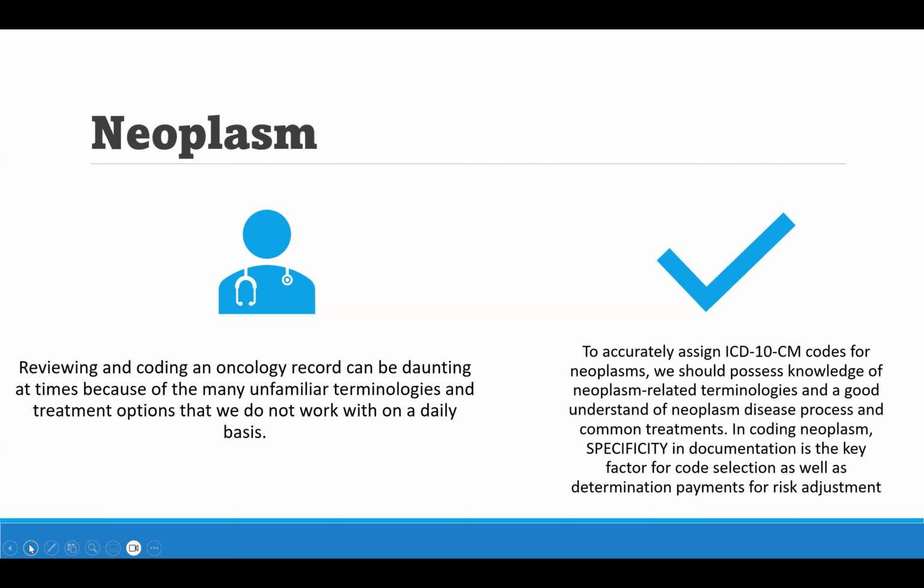So, to accurately assign ICD-10 codes for neoplasms, we should possess a knowledge of neoplasm-related terminologies, and we're going to cover that after we look at some charts. And a good understanding of the neoplasm disease process, common treatments. And in coding neoplasms, specificity and documentation is a key factor, as well as determination of payments for risk adjustment. And we're going to look at that here in a moment as well. That's kind of where we started today.